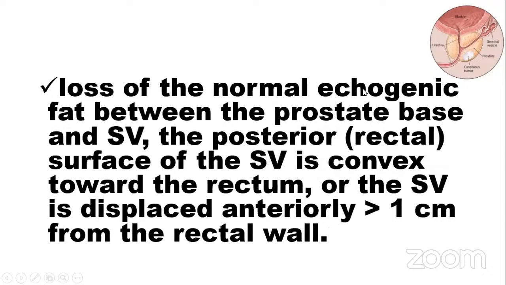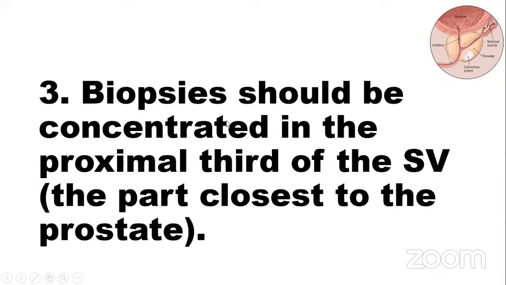Loss of the normal echogenic fat between the prostate base and seminal vesicles: the posterior, that is the rectal surface of the seminal vesicles, is convex toward the rectum, or the seminal vesicles are displaced anteriorly more than 1 centimeter from the rectal wall. This loss of normal echogenic fat between the prostate base and the seminal vesicles is also considered a risk factor for invasion.